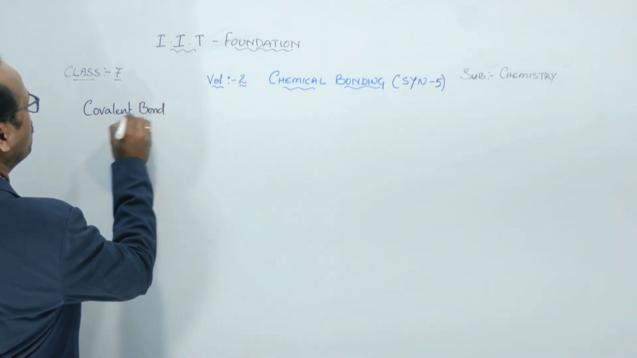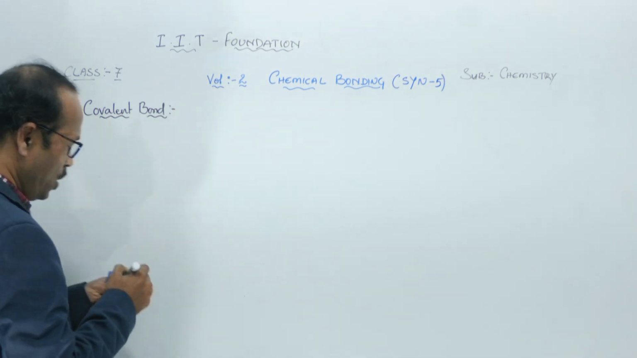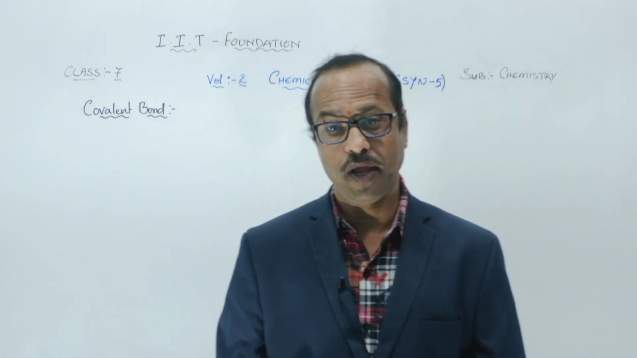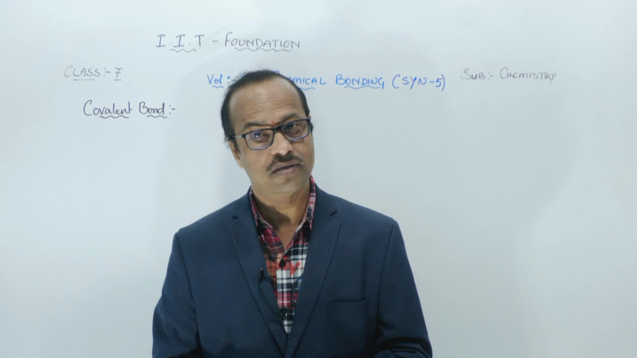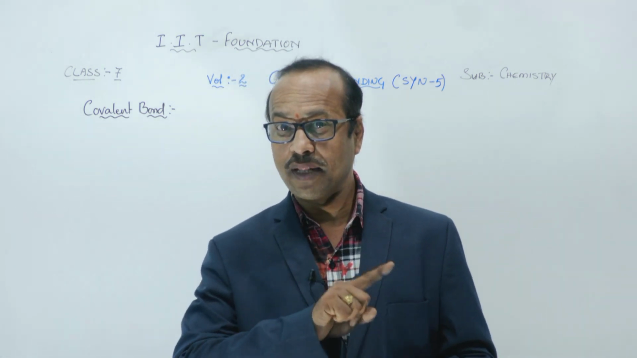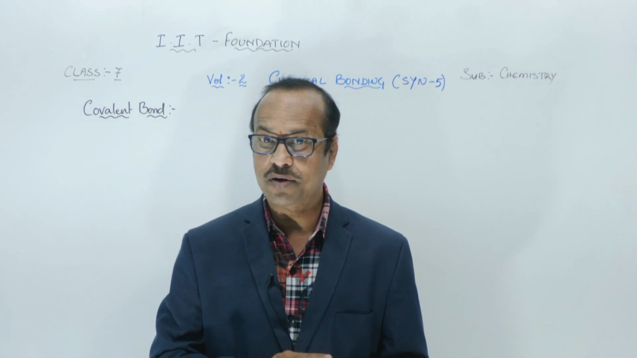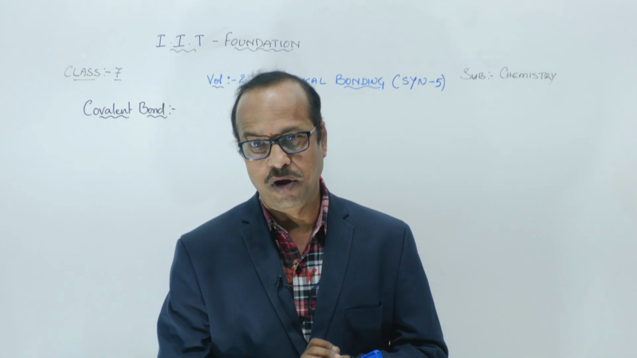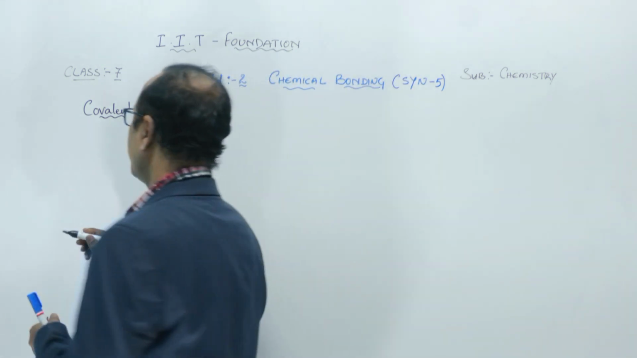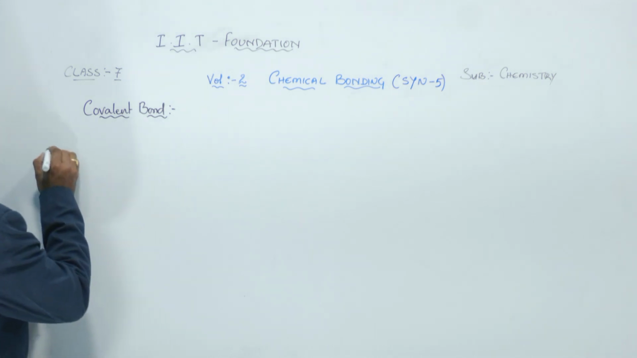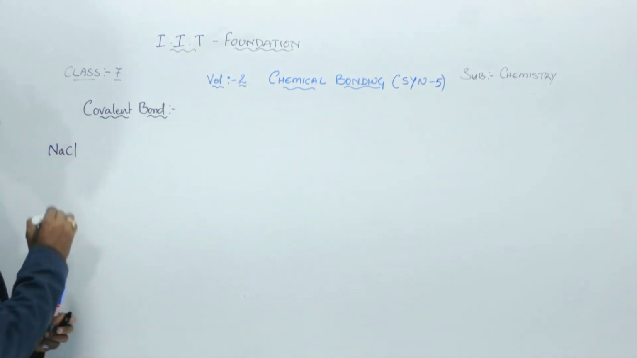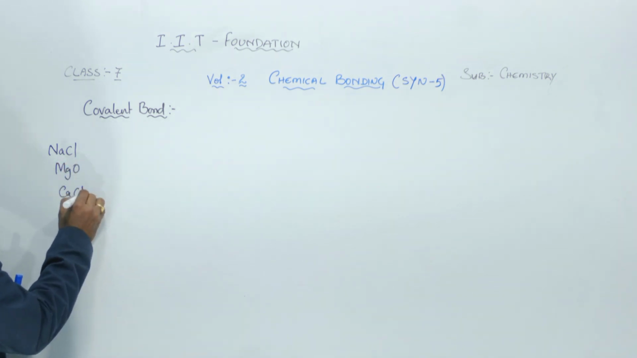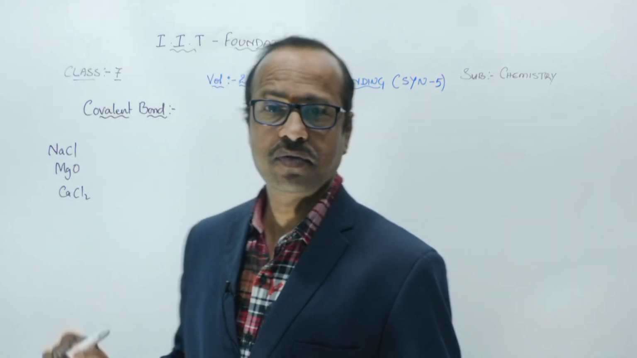In the last class we discussed the ionic bond. Ionic bond means the bond formed between two oppositely charged ions, right? Or the bond formed by the complete transfer of one or more electrons from one atom to another atom. For example, in the ionic bond, we discussed the formation of sodium chloride, right? And magnesium oxide and calcium chloride. These are some of the ionic compounds.